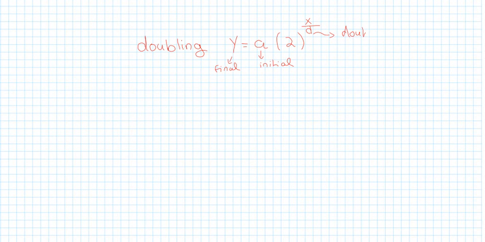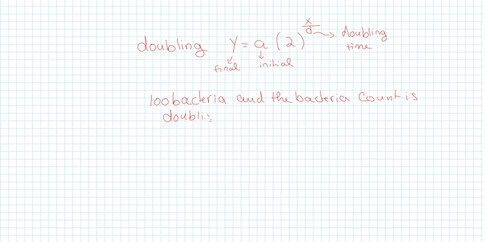Usually the question goes like this. You have 100 bacteria, that's your initial count, and the bacteria count is doubling every 5 hours. So here is the hint that I have to use this formula: it says the word doubling. Because it says the word doubling, I know I need to use that part.